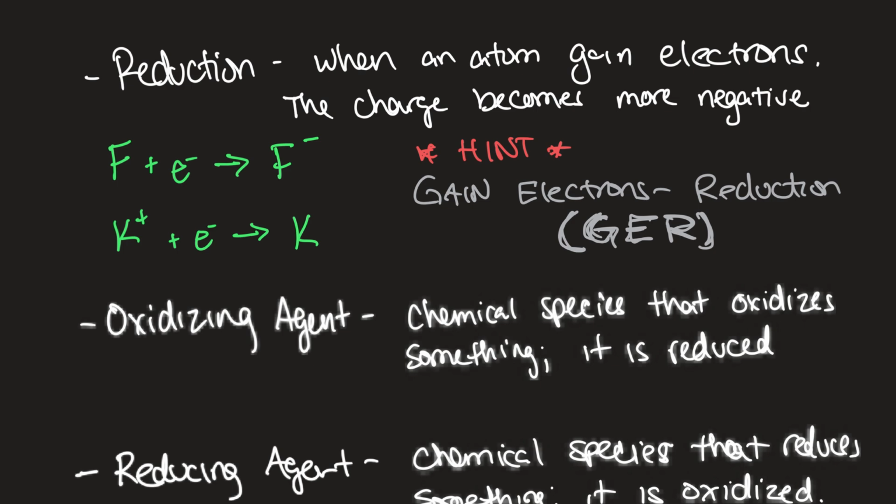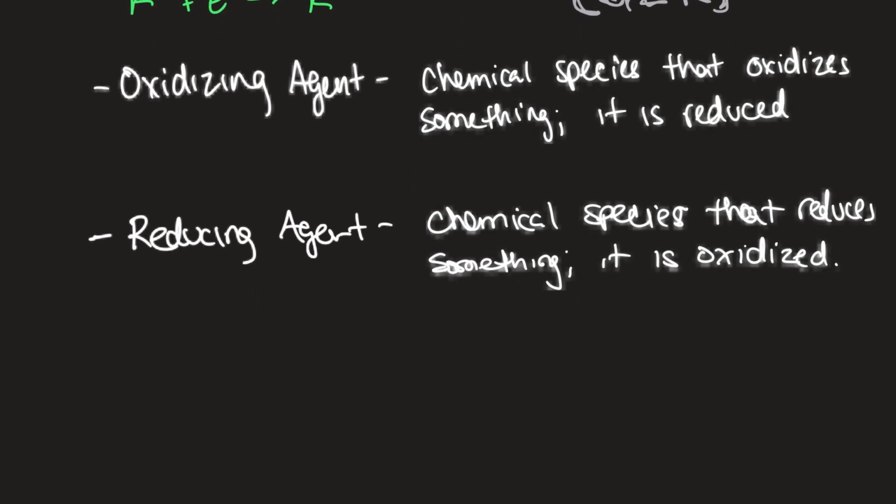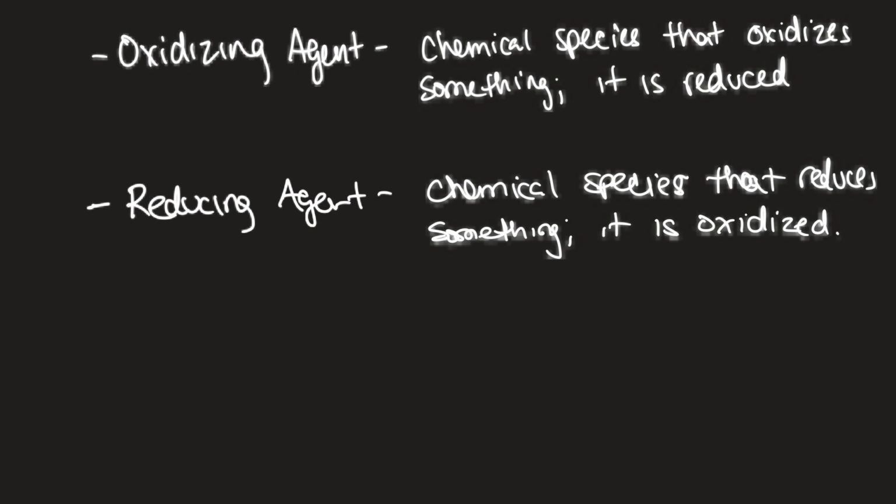All right. Now, in terms of agents, we have what we call the oxidizing agent. The oxidizing agent is a substance that's oxidizing something. In and of itself, the oxidizing agent is being reduced, but it is doing the oxidizing. It's the agent, the thing that's doing it to something else. And the reducing agent's the same thing. It's the chemical species that's reducing something, but in and of itself gets oxidized.